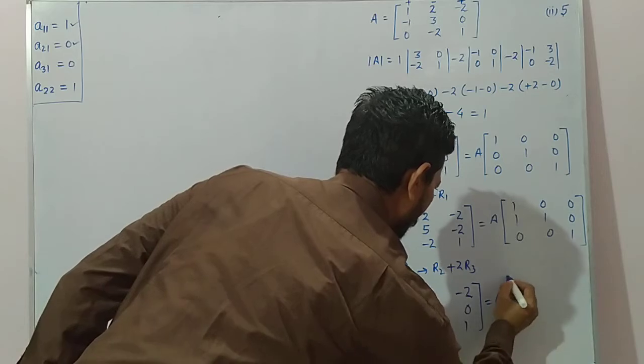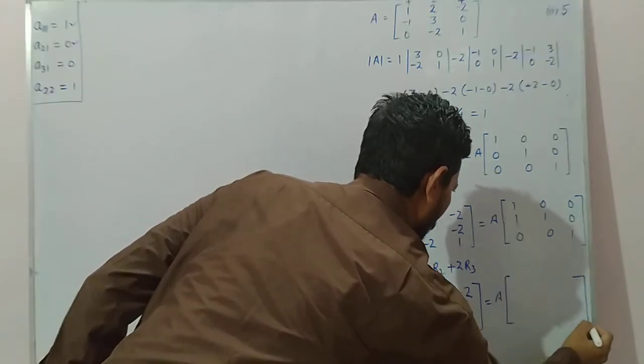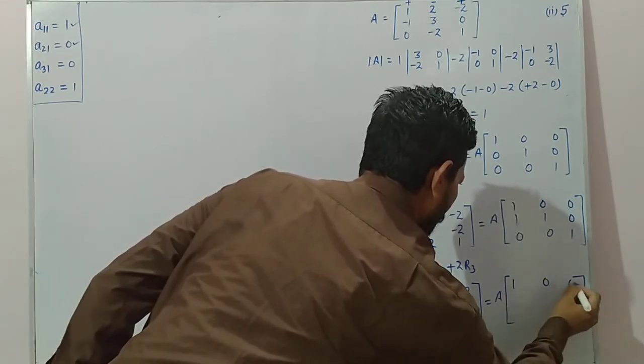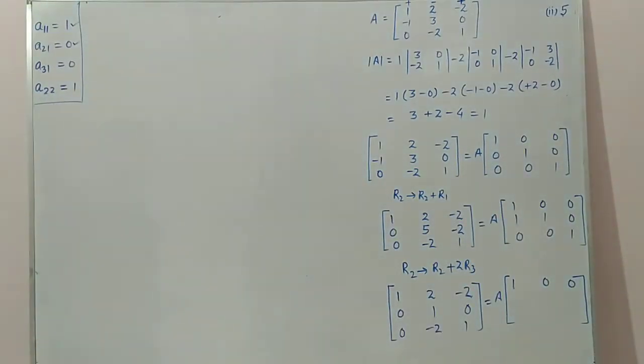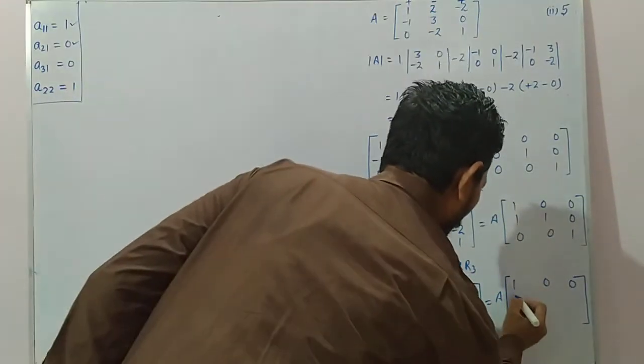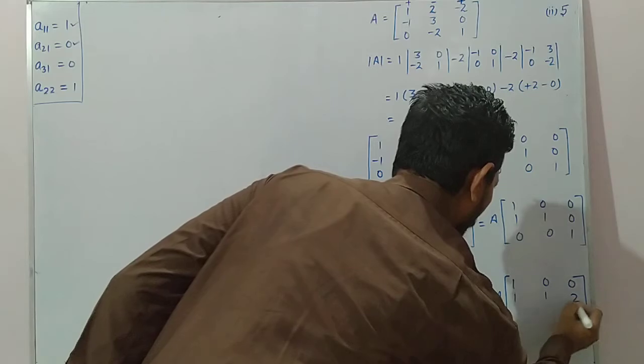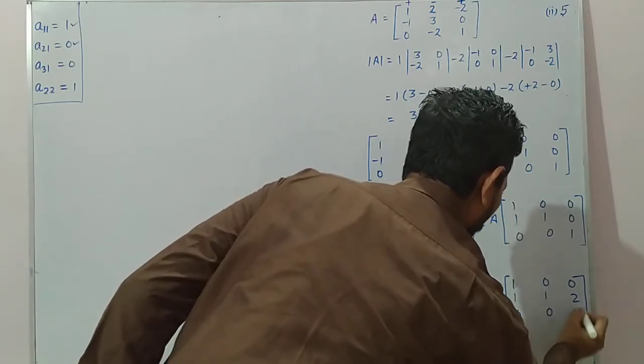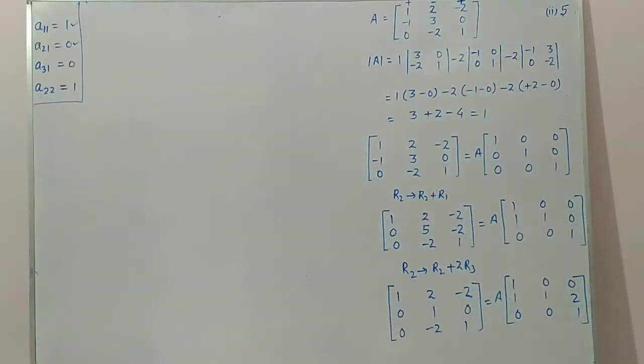This is A. On the right hand side, 1 0 0, R2 plus 2 R3 gives 1 1 2, and 0 0 1. So we are getting 1 2 minus 2, 0 1 0, 0 minus 2 1. On the right hand side 1 0 0, 1 1 2, 0 0 1.